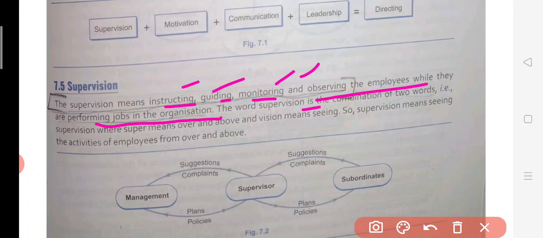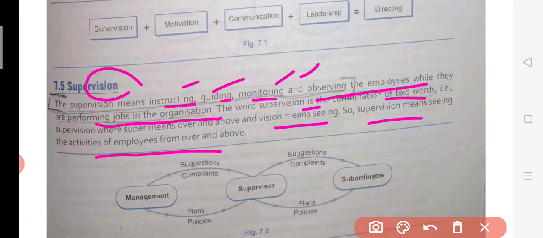Now this word supervision is a combination of two words. I already told you that super means what? Superior, and vision means to keep an eye or watch on the actions of the employees. Now this is the one and the same thing. Same thing is written over here.